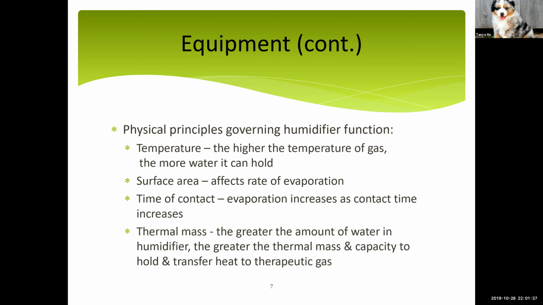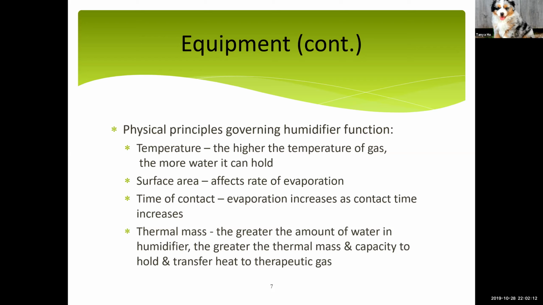And going along that line, the time of contact also impacts the amount of humidification that you can get, because the more time that gas is in contact with the water, the more humidification you can get. The less time, clearly there's less humidification. So the gas must be in contact with the water, and then also how much time it's allowed to be in contact with the water will affect the amount of humidification that's produced. And then finally, thermal mass.